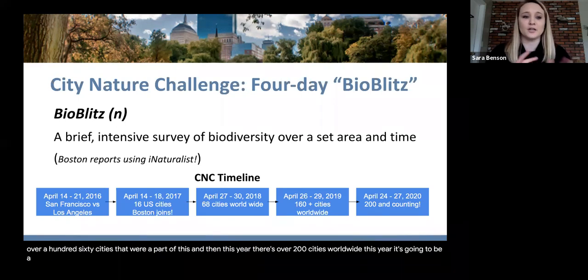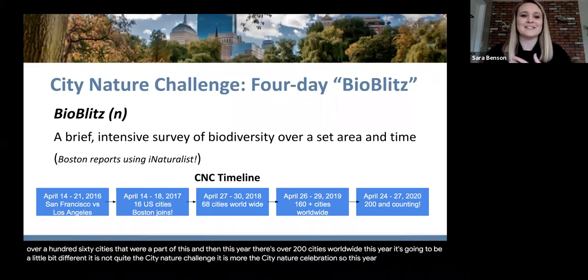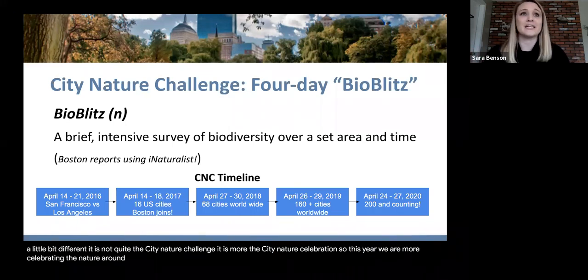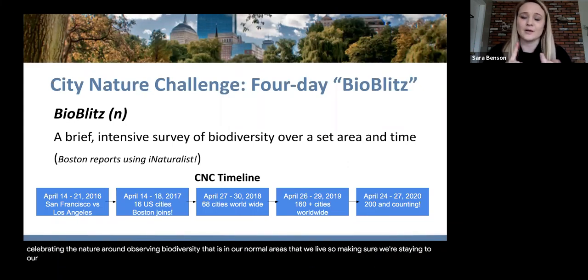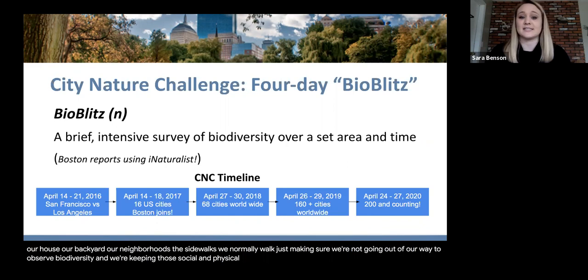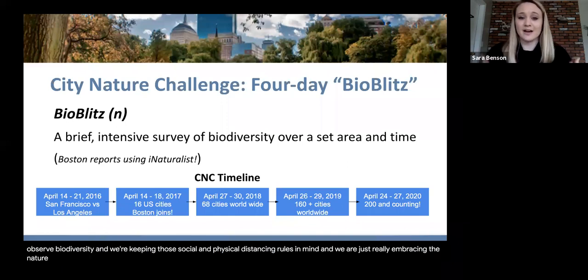This year, it's going to be a little bit different. It is not quite the City Nature Challenge. It is more the City Nature Celebration. So this year we are more celebrating the nature around us, and we are making sure that we are observing biodiversity that is in our normal areas where we live. So making sure we're staying to our house, our backyard, our neighborhoods, the sidewalks we normally walk, just making sure we're not going out of our way to observe biodiversity, and we're keeping those social and physical distancing rules in mind. And we are just really embracing the nature that's around us right now.